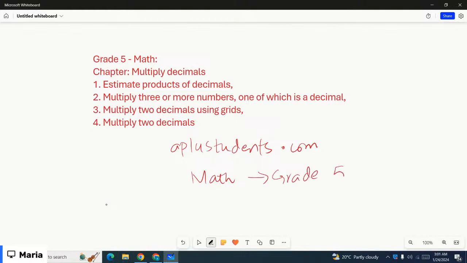Scroll down to grade 5 and then click on view all lessons. There you can find a list of the chapters. We're going to start with the chapter multiply decimals.